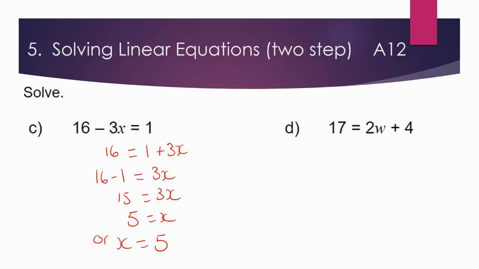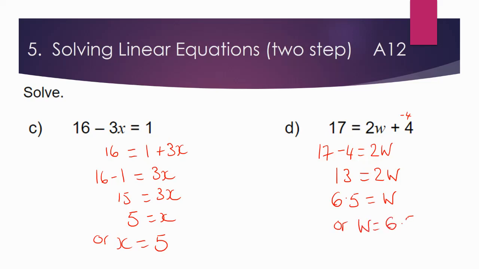Okay, on this one, let's look. We're going to have 17. I'm going to take away our 4 here, equals 2w. So we've got 13 equals 2w. So how many 2's in 13? 6.5 equals w, or w equals 6.5.